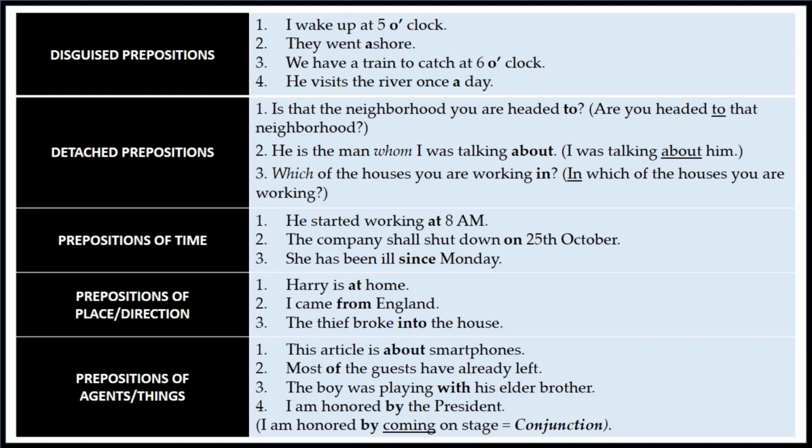He is the man whom I was talking about. Whom, it's a relative pronoun. Commonly, people would say, I was talking about him. About, a preposition. And him, it's an object of preposition, but when it is detached and sent at the end of the sentence, then it is a detached preposition.